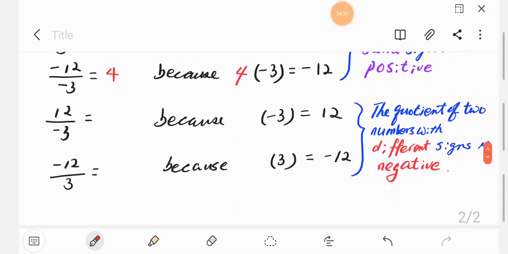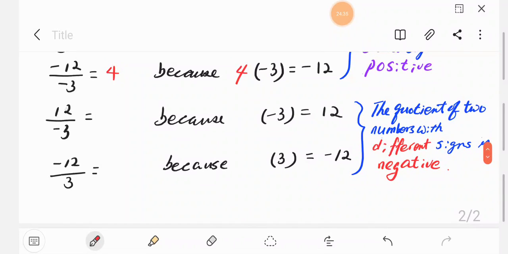Okay, let's try more. Now 12 divided by negative 3. That means negative 3 times what should be 12? 3 times 4 is 12, so it's got to be negative 4. So we know how to divide actually. 12 divided by 3 is 4, but in this case, the negative sign is really important.